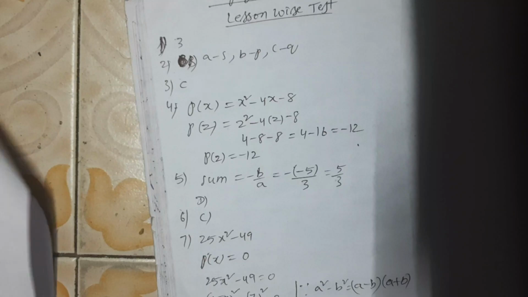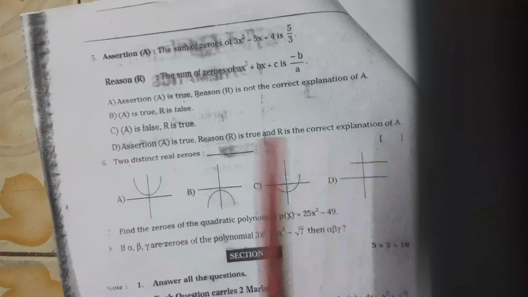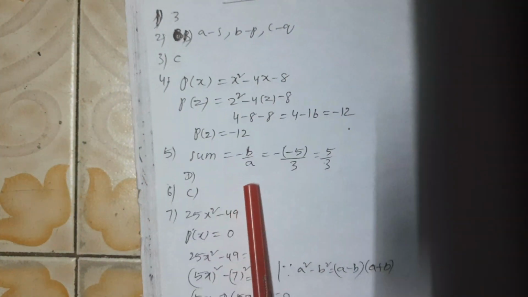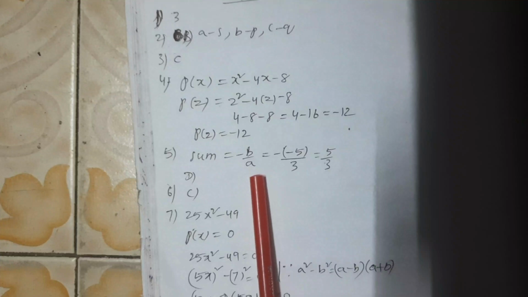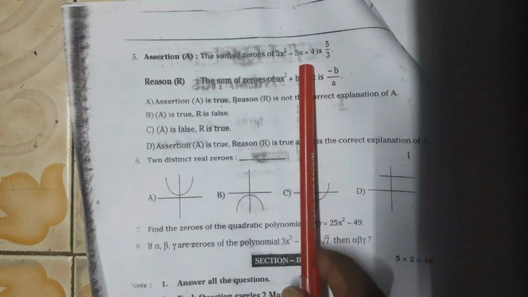Assertion, D is the option. Why? Because assertion A is true, reason R is also true. R is the correct explanation of A. That's why D is the option. Why it is D option I shall show. Sum of the zeros means formula minus B by A. In the given sum, see, A value is 3, B value is minus 5, C is equal to 4.